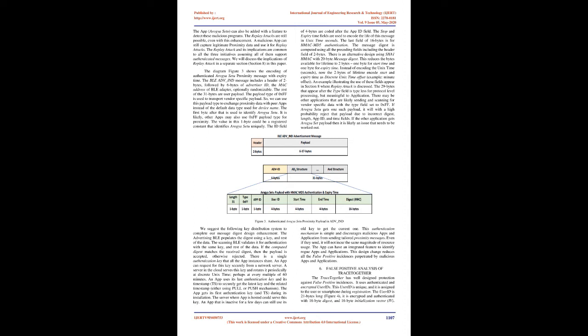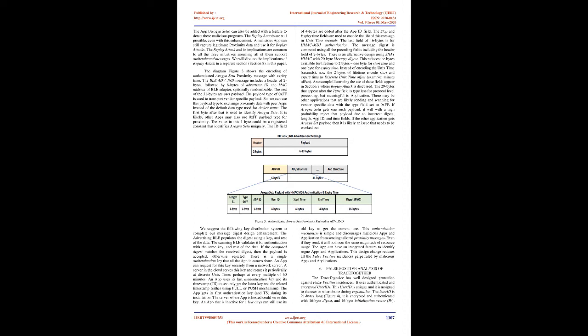The ID field of 4 bytes is coded after the app ID field. The start and expiry time fields are used to encode the life of this message in Unix time seconds. The last field of 16 bytes is for HMAC-MD5 authentication. The message digest is computed using all the preceding fields including the header field of 2 bytes. There is an alternative design using SHA-1 HMAC with 20-byte message digest.